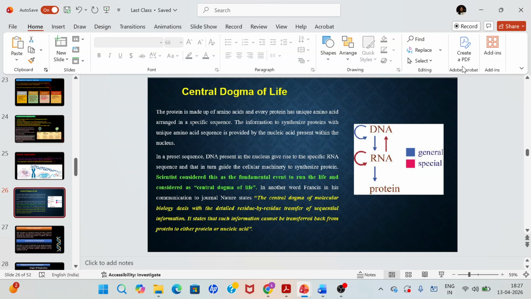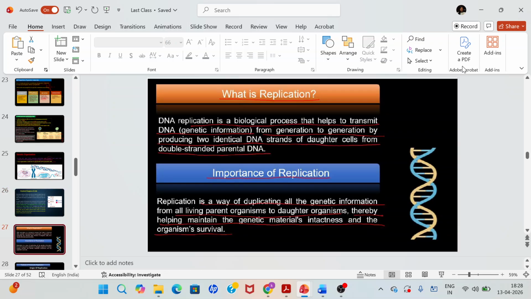Okay. So basically what is the central dogma of life? From DNA, RNA is formed, from RNA protein is formed, and DNA can also replicate itself. So this is the central dogma of biology. Information always flows in this direction in biology.